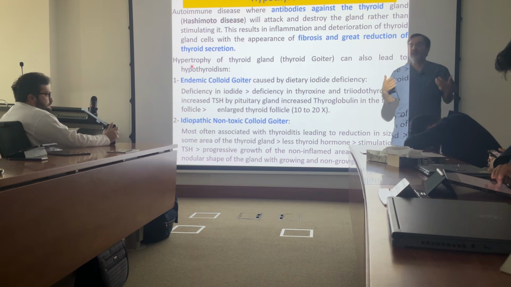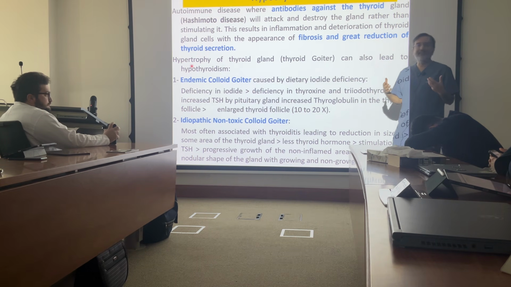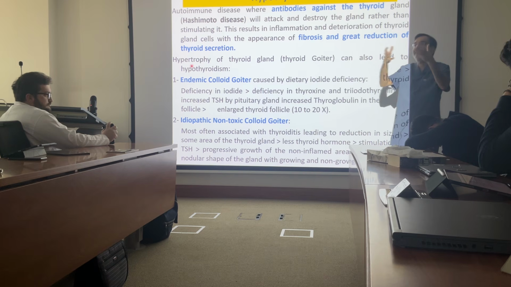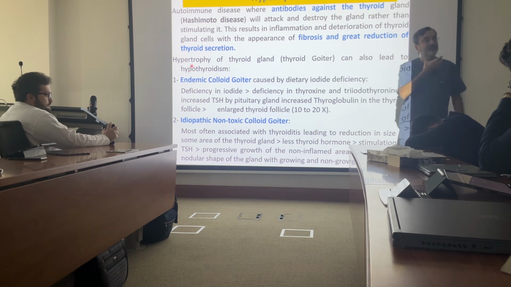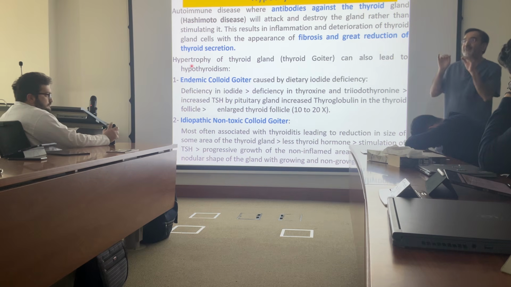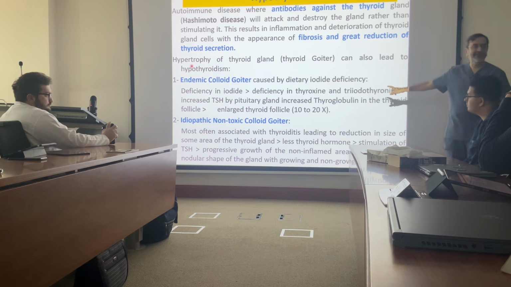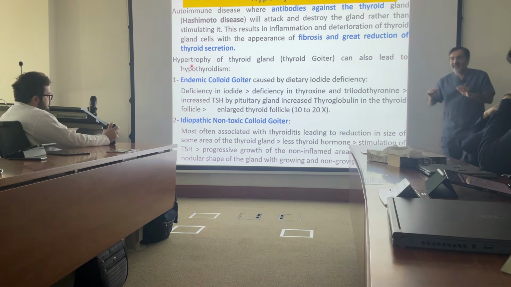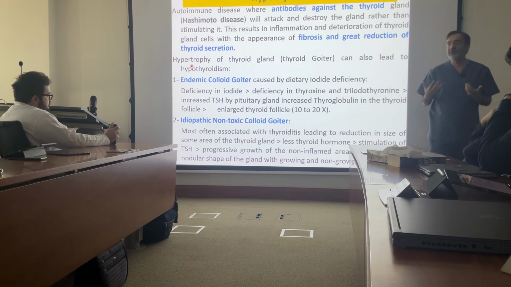So there is low iodine in the food. If you don't have enough iodine in the food, this will result in deficiency of the thyroid hormones being produced. So your TSH is produced continuously from the pituitary, which is pushing the gland to increase in size. So you have a goiter, you have enlargement of the gland, but you have less thyroid hormone. That is called the endemic colloid goiter. You have a large gland because of iodine deficiency, but you are not able to produce enough thyroid hormones.